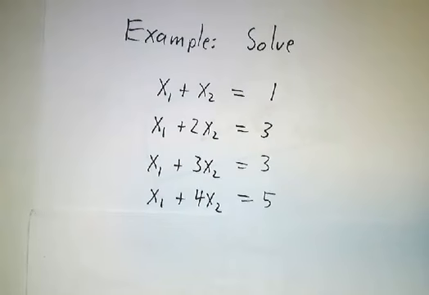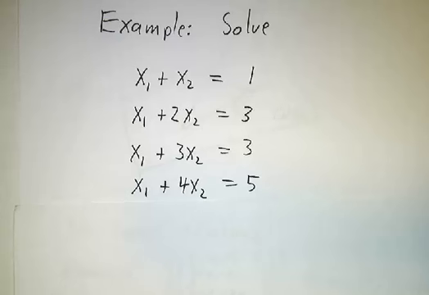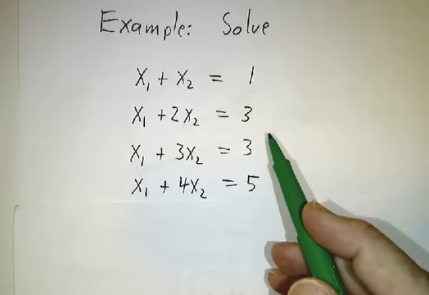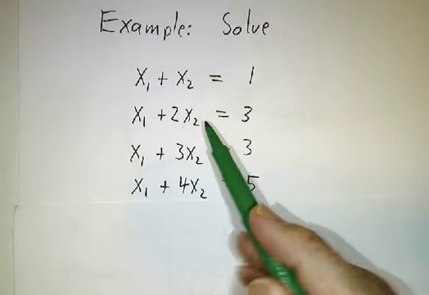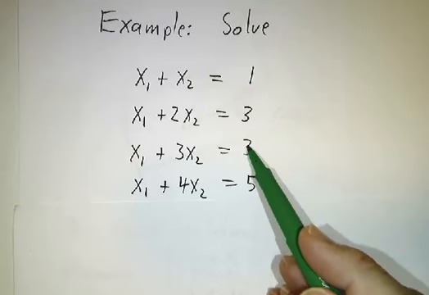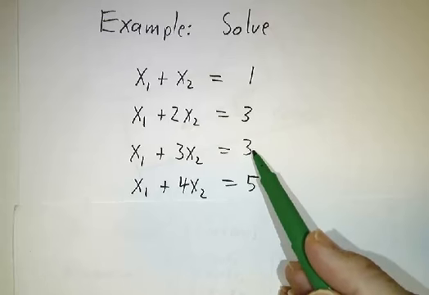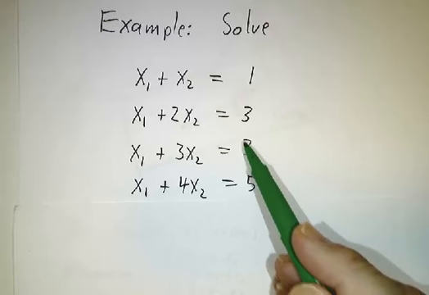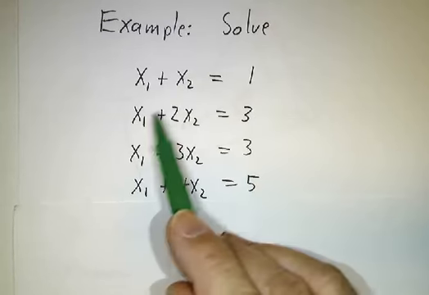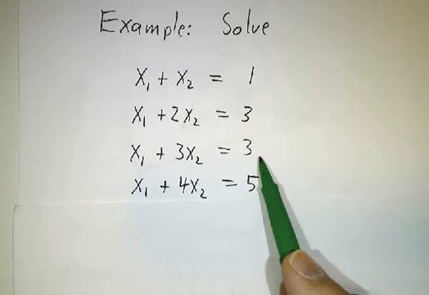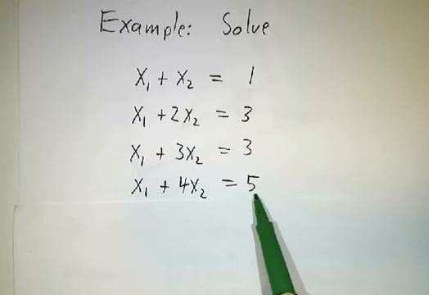Let's look at an example. Suppose I gave you these 4 equations. Now, you'd look at that and say, there is no solution to these 4 equations, because after all, looking at these 2 equations, you subtract them from each other and you get that x2 is 0. And if x2 is 0, then x1 has to be 1, but x1 also has to be 3, and x1 has to be 5. This doesn't make sense. The equations contradict each other.